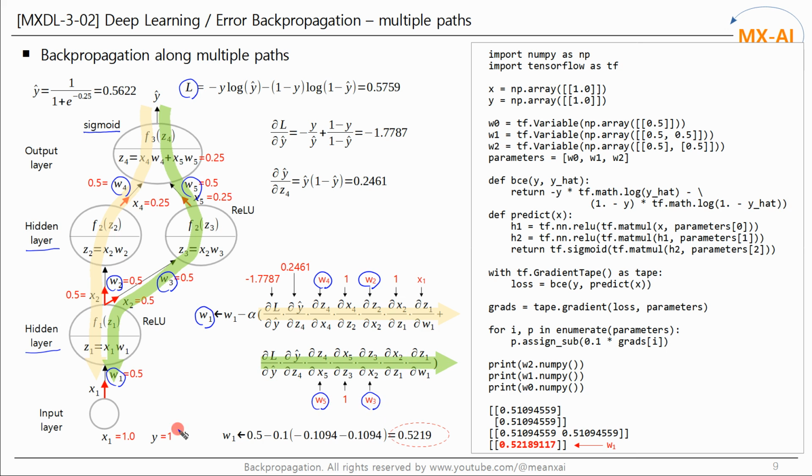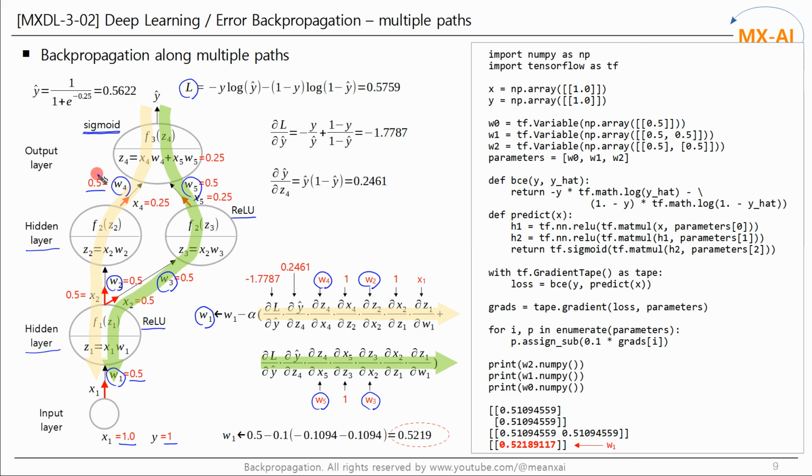Now let's update W1 using some numbers. Input data point X is 1.0 and the desired output Y is class 1. The initial values of W are all 0.5. Let's assume there are no biases. And the activation function of the hidden layer is ReLU. And the activation function of the output layer is sigmoid.